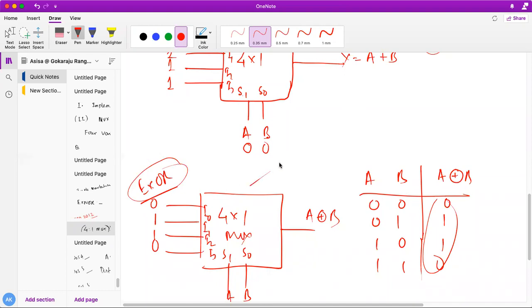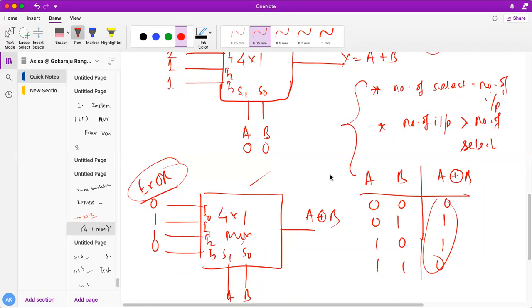This is the way you can design any type of logic expression using any type of mux. So there are two cases I have discussed. One is number of select lines equal to number of inputs. Next, number of inputs greater than number of select lines. Two cases we have discussed, the remaining we'll discuss, don't worry.